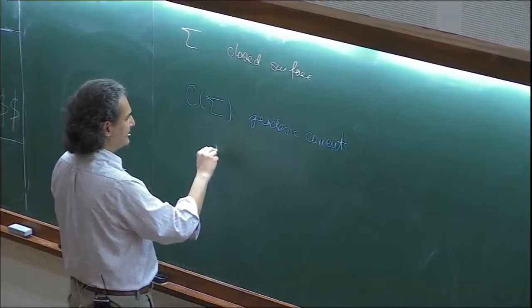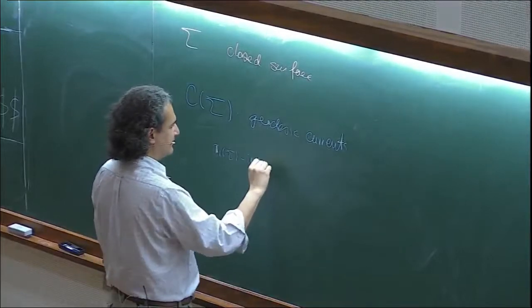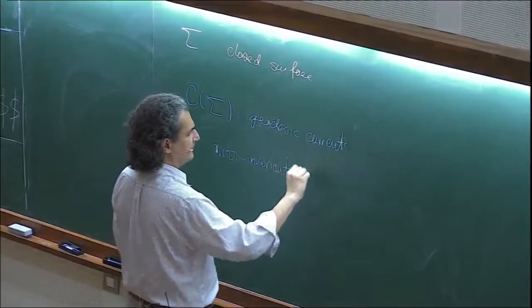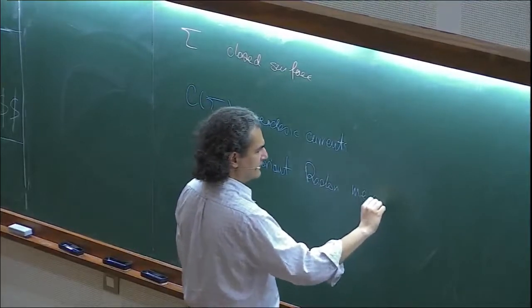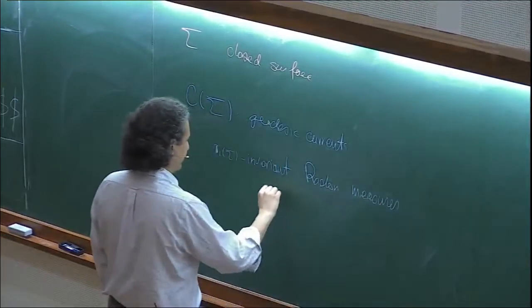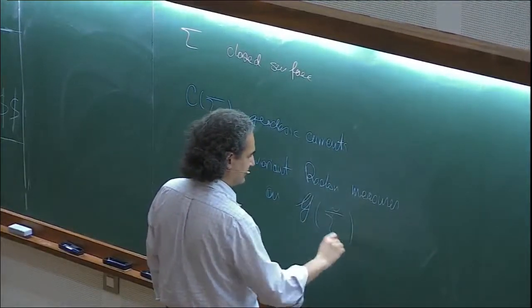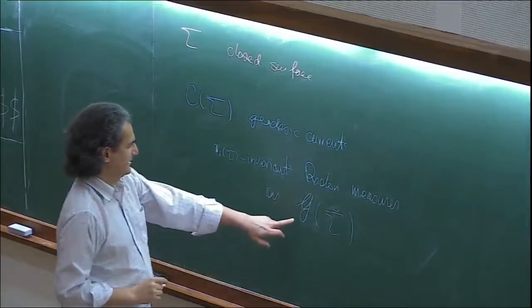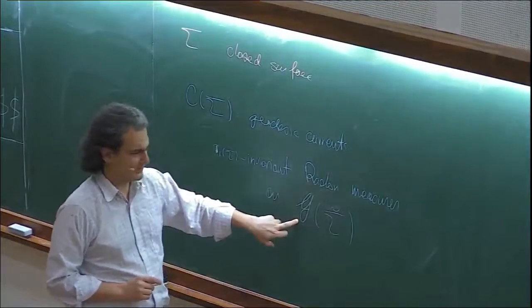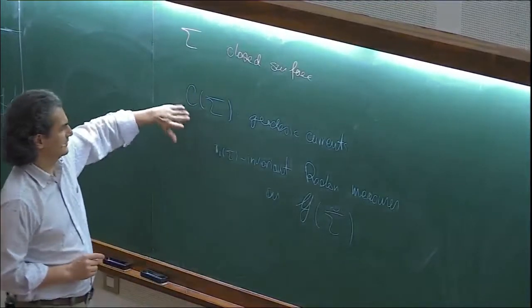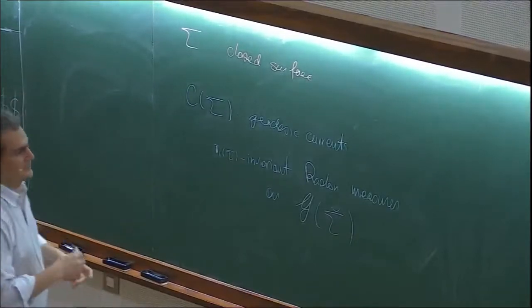So this is the space of pi 1 sigma invariant Radon measures on G of sigma tilde. That's the universal cover of sigma. So this G is the space of geodesics in the universal cover of sigma. And so a current is a pi 1 invariant measure on the space of geodesics.